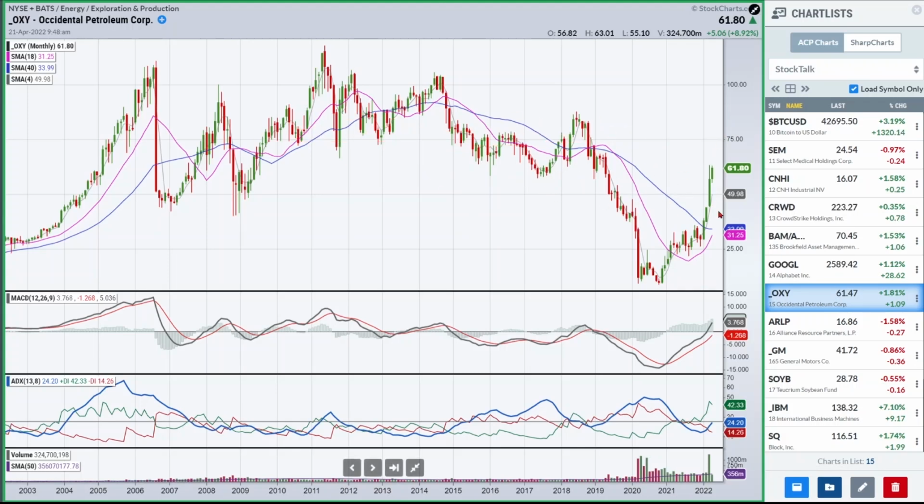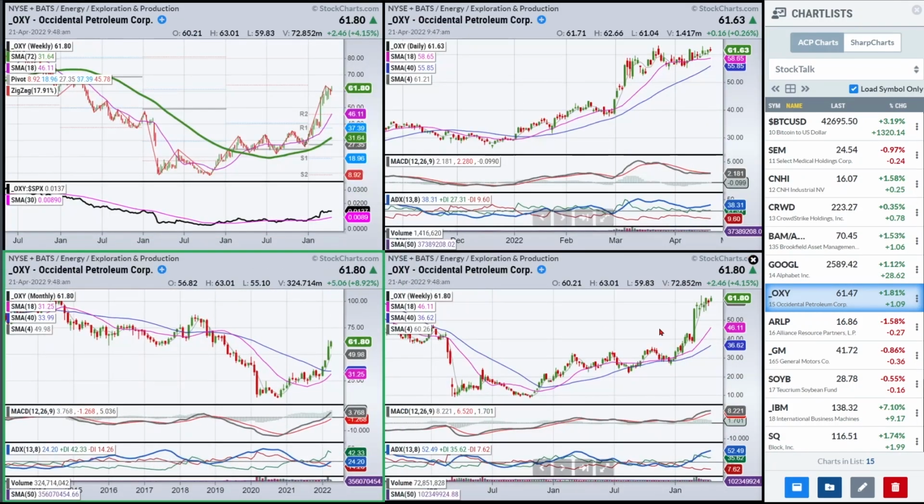Now, the problem we've got is entry. That's really the only issue right now. We've made kind of a big run. We're stretched away on the weekly chart. We're stretched away on the monthly chart. Yes, I could trade this off the daily because I have reverse divergence. You see how this is making a higher bottom while the MACD is making a lower bottom. I have strong ADX here.